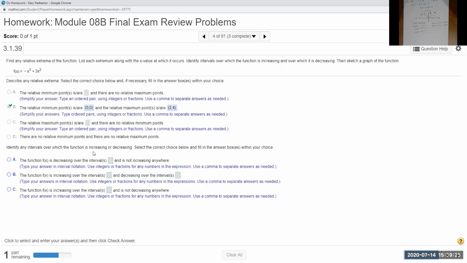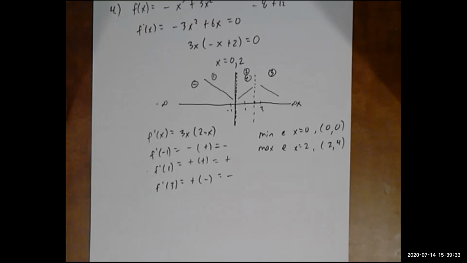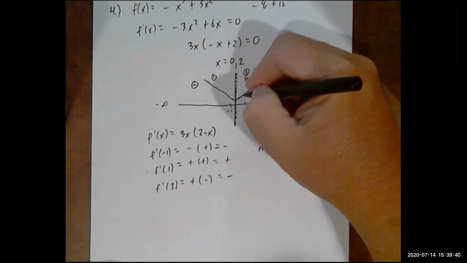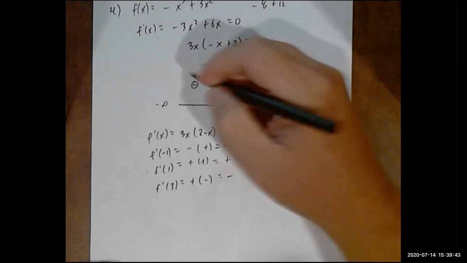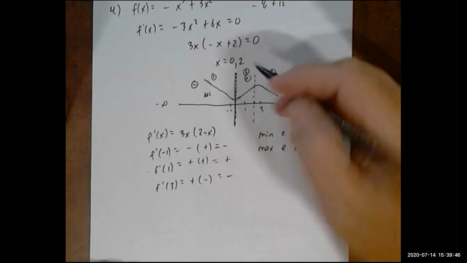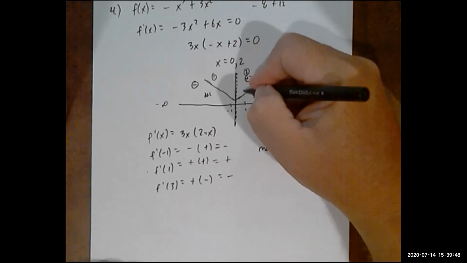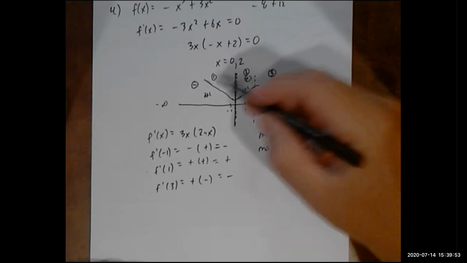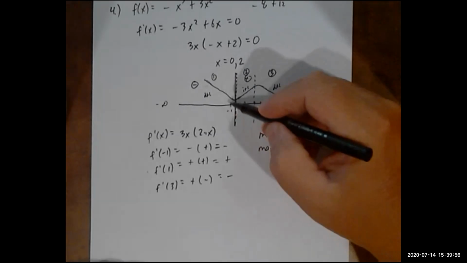Identify any intervals at which the function is increasing or decreasing. So let's go back to my little graph. Hopefully you can see that this is sort of my graph: decreasing, the minimum, increasing, the maximum, decreasing. So region 1 is decreasing, region 2 is increasing, and region 3 is decreasing. So 2 regions where the function is decreasing, and 1 region where the function is increasing.